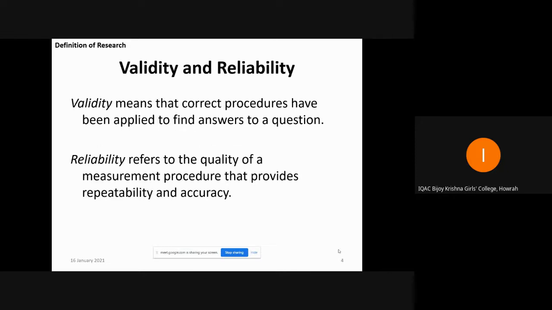So this is the validity and reliability. Validity means that the correct procedures have been applied to find the answer to a question. And reliability refers to the quality of a measurement procedure that provides repeatability and accuracy. This validity and reliability is very important when you go for qualitative research. And if you go for secondary research, the validity of the model is very important. Professor Ashish Kumar Chakraborty already nicely explained the two parts, the exploratory part and the confirmatory part. So when you go for a model based on some statistical assumption, you have to validate the model. That is why validity is very, very important for any kind of research.